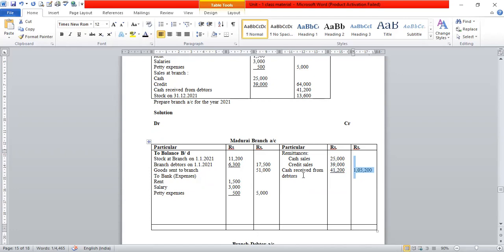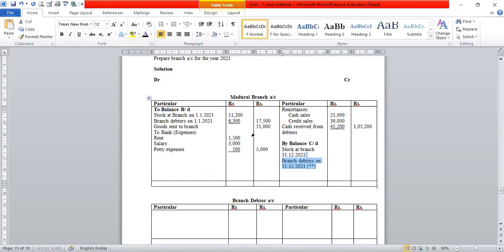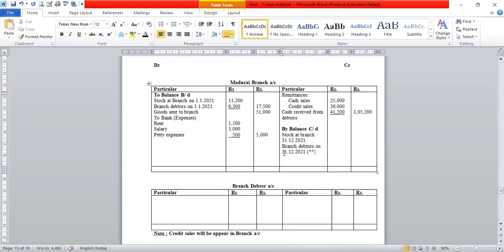So what remaining items do we have to put? Here the opening stock, and here the closing stock. Okay, I have put the closing stock in balance carried down. But in these closing balances, only stock is given. What about the debtors? We need the debtors' details. So the debtors have to be calculated by us. That is why there are two asterisks here. Okay, let's fill in what we know first.